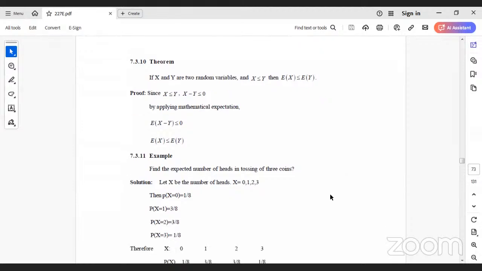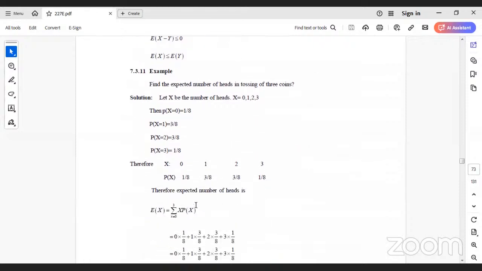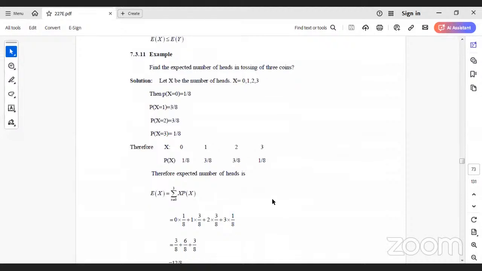Find the expected number of heads when tossing three coins. One example we are taking here. Let X be the random variable for heads: 0, 1, 2, 3. P of X equal to 0 is 1 by 8, X equal to 1 is 3 by 8, X equal to 2 is 3 by 8, X equal to 3 is 1 by 8. So X takes values 0, 1, 2, 3 with probabilities 1 by 8, 3 by 8, 3 by 8, 1 by 8.